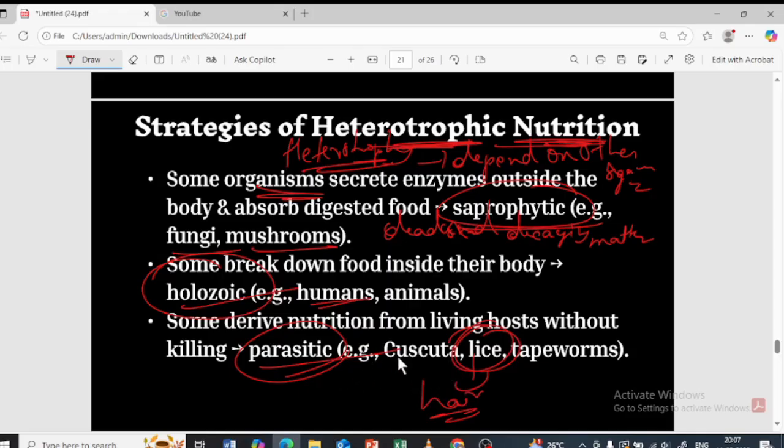So that is an example for parasitic. Even Cuscuta is a plant which is a non-green plant. It will not undergo photosynthesis. It climbs on the green plant which is undergoing photosynthesis.